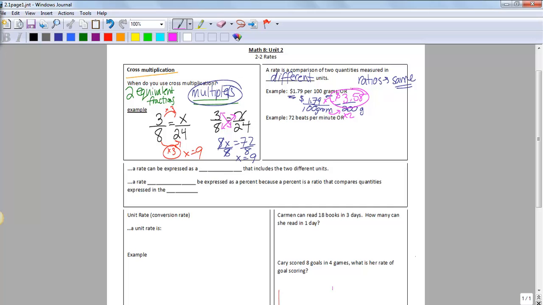Okay? So why don't you look at this one here? At 72 beats per minute, let's figure out what it is for 5 minutes. How many beats would that be? Okay, so you can pause the video and check your answer next day.